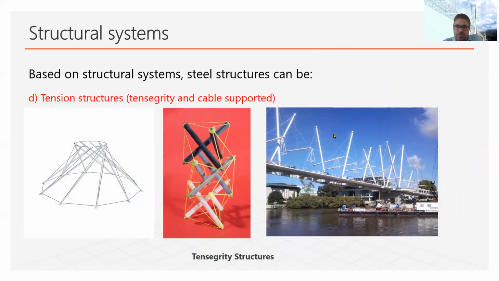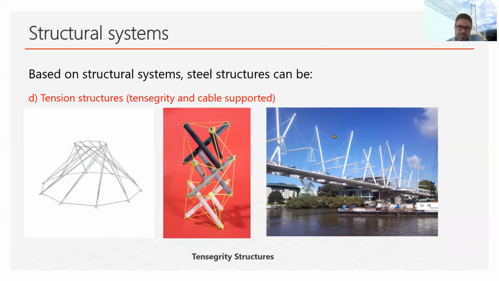Then coming to another type of structure, which is called tension structures. In tension structures, we use tension members, which are basically the members used to carry tension force. Steel cable is a typical example of a tension member used to carry tensile force. Then talking about the tensegrity structure, this is a classic example of a tension structure. Tensegrity structures are also known as floating compression structures.